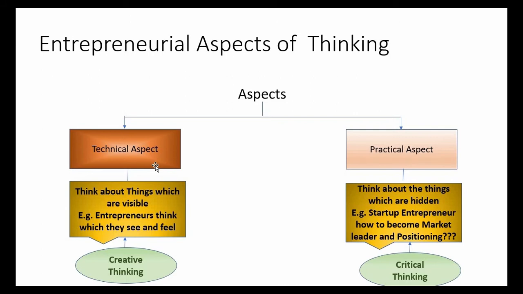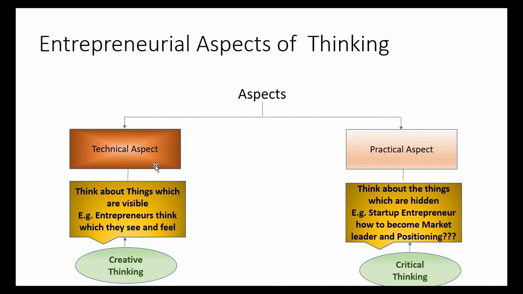But without your knowledge, so many problems will be there in your organization, right? So the technical aspect will be focusing on the issues or the things which they can see and feel. It is called the technical aspect of thinking. And the practical aspect of thinking, in the sense, is whatever problems which are coming without the knowledge of an entrepreneur, right? So those kinds of problems will be focused on by an entrepreneur under the practical aspect. The problem will be hidden under the practical aspect.